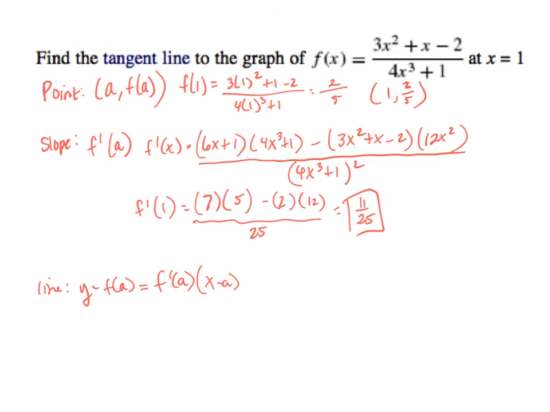So final answer, pulling this together, y minus 2/5 equals 11/25 times x minus 1. And leave it in that format. All done. Okay, so that was 3.3 product and quotient rules.